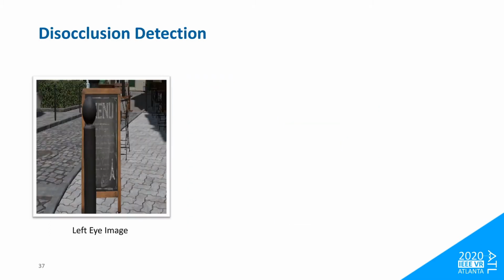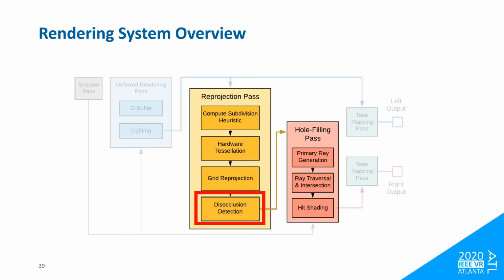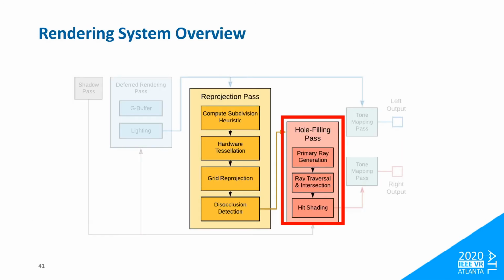One prominent artifact of a grid reprojection are so-called rubber sheets, which wrongly connect surfaces at depth discontinuities. They can cover regions which were previously not visible in the left eye image, as well as occlude regions where correct information was available. Therefore, our next step in the pipeline is to detect and discard the affected fragments. Details on this can be found in our paper.